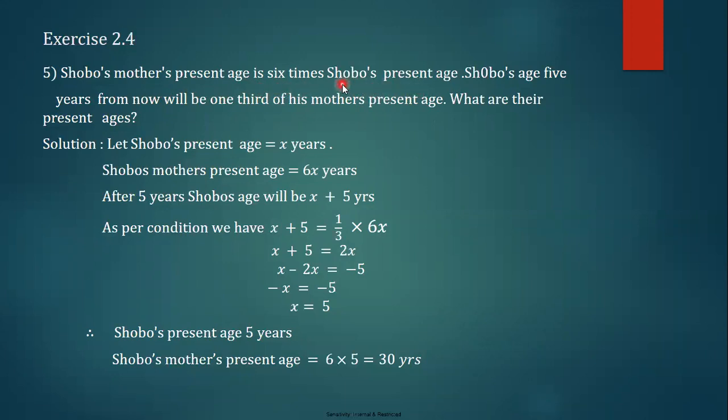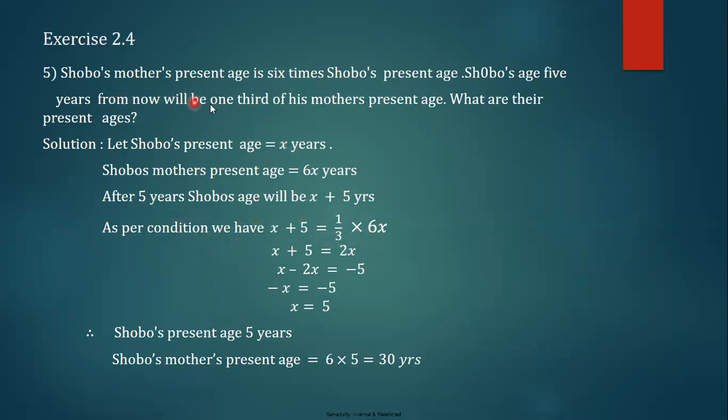What do we have to consider as x? Shobhu's present age as x years. Then Shobhu's mother's age will be 6 times Shobhu's present age, so 6x will be Shobhu's mother's present age. After 5 years, Shobhu's age will be x plus 5 years. So as per the condition, we have x plus 5 is equal to 1/3 of 6x.